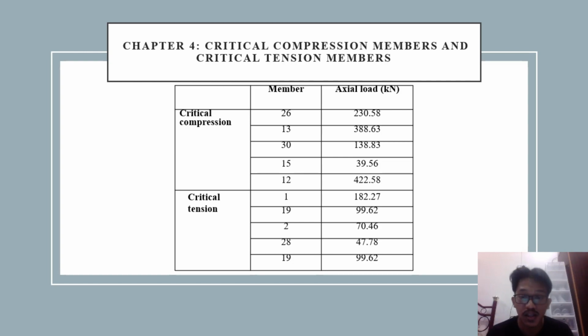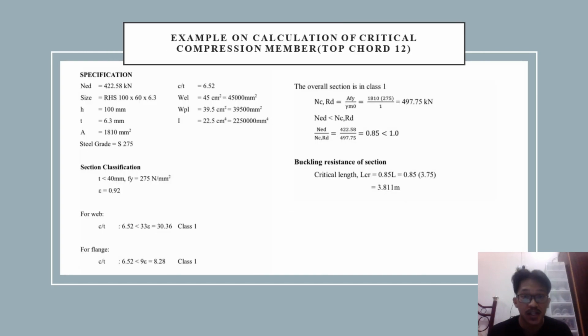These are the members and the axial loads. Next, we choose top chord 12, for example, for the calculation of the critical compression member. For the specifications, we have the load, which is 422.58 kN. We provide the size RHS 100 times 60 times 6.3. We got all the information from these tables.